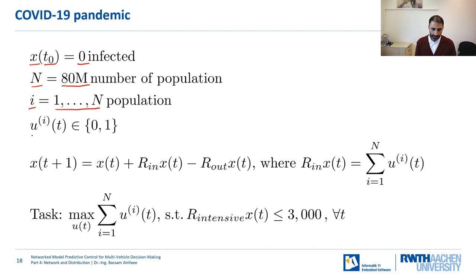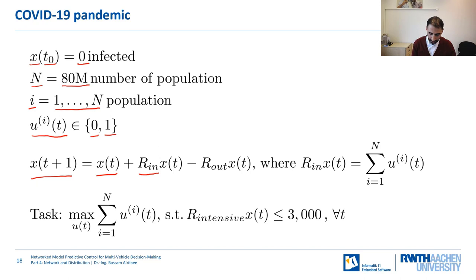And the control action at a time t for every individual is to be infected or not infected, right? Of course, this is a simplification. I am writing the COVID-19 on one slide. It is really a simplification, but I just want to initiate the network thinking in your mind. So here we have our model, X(t+1) is X(t) plus R_in, and R_in is the rate of people getting infected. Maybe you have read or heard about this number R. The rate of infections should be below one, and there are mathematical models showing that then the pandemic ends and so on.